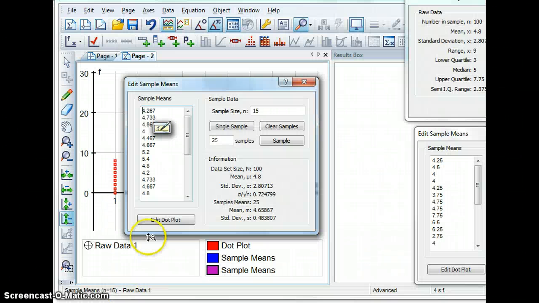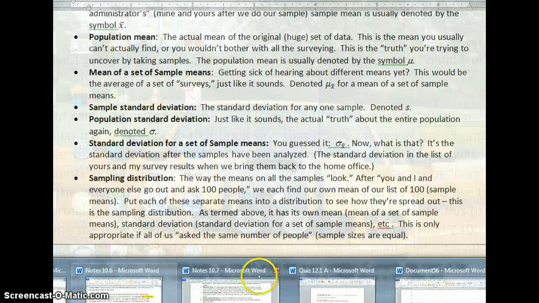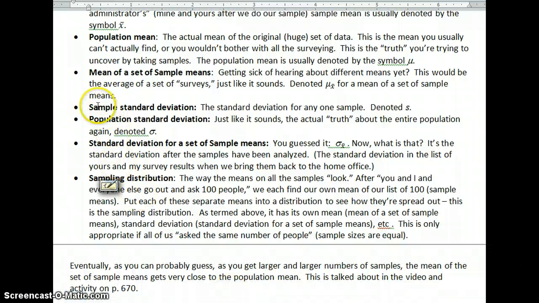Once you've gotten all these, whoa, what happened there? Once you get all these little means, these means of your 15 length surveys, this list produces a mean and it produces a standard deviation. It's like, how fuzzy is this list? And the smaller this is, the closer you're getting to the real population mean.